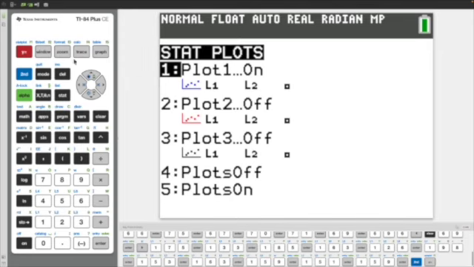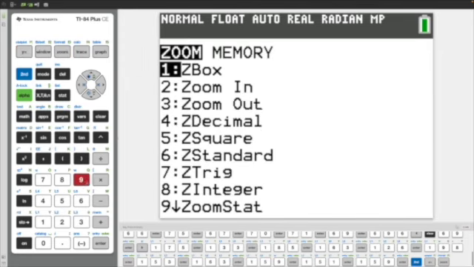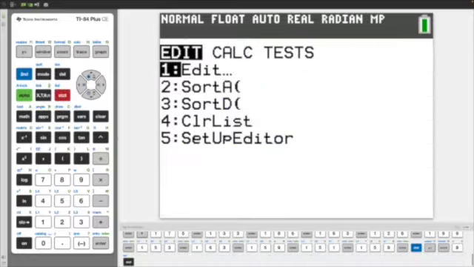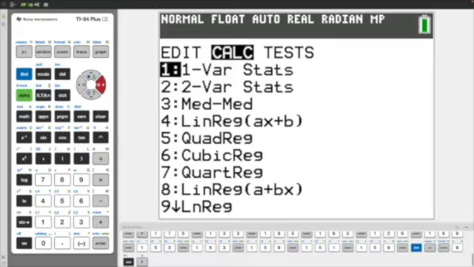So my stat plot is still turned on. I'm going to do zoom stat. And you can see that same scatter plot that I had on the notes. To get the least squares line, or the line of best fit, your calculator will do this for you. Stat, go over to calc. And you want linear regression.